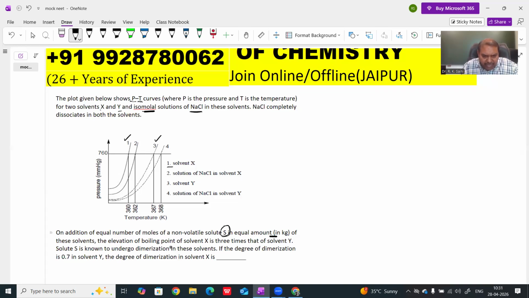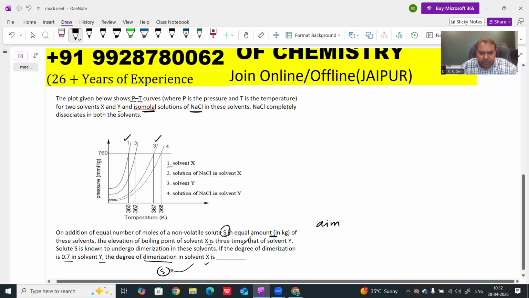In this solvent, the elevation of boiling point in X is 3 times that in solvent Y. Solute S is known to undergo dimerization in this solvent. If the degree of dimerization is 0.7 in solvent Y, then find the degree of dimerization in solvent X. Then our aim is to find the degree of dimerization of solute S in solvent X.